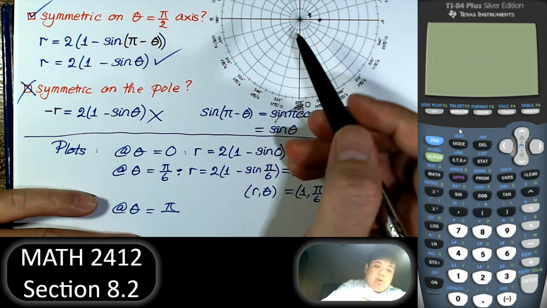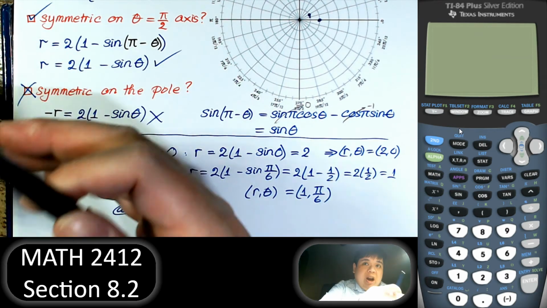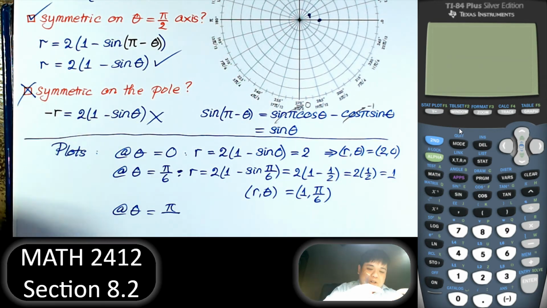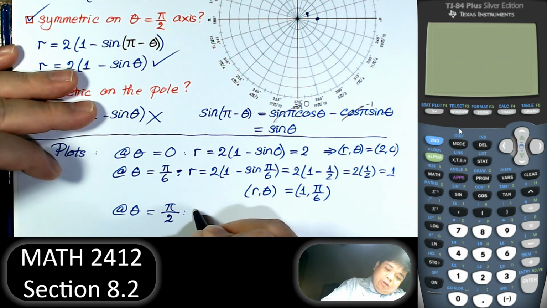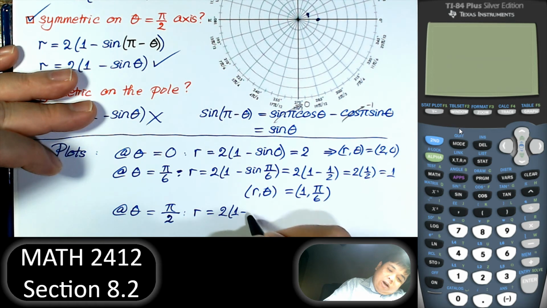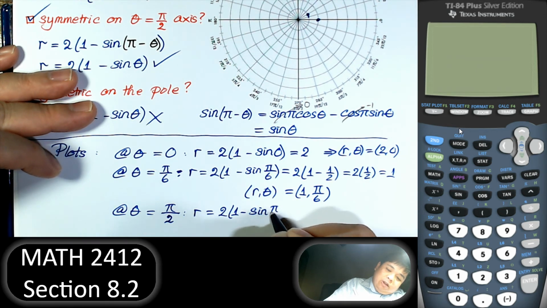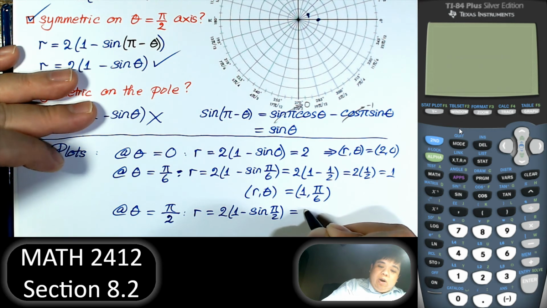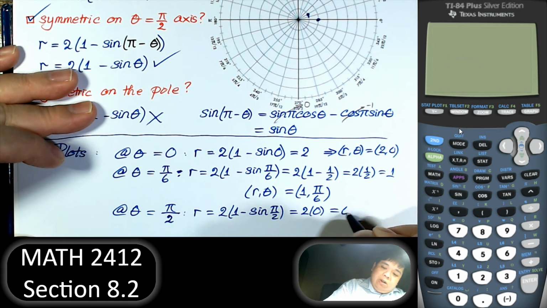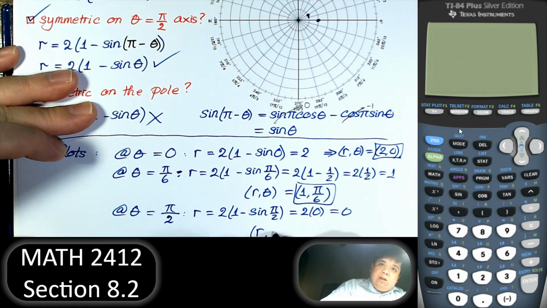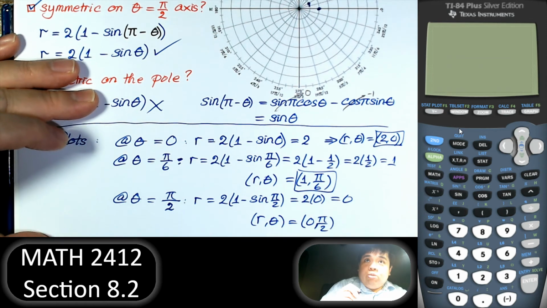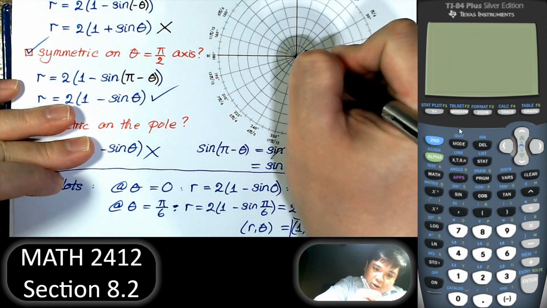Of course, the calculator will do a lot better. The calculator does not know what the graph is. It just plots a bunch of points, and when we see all the points, we know the graph. Now if we choose pi over 2, r equals 2 times 1 minus sine of pi over 2. Sine of pi over 2 is 1. 1 minus 1 is 0. So r is 0, and we have the point r equal to 0 and theta pi over 2. Of course, if r equals 0, we're talking about the point at the origin. So we have this point.